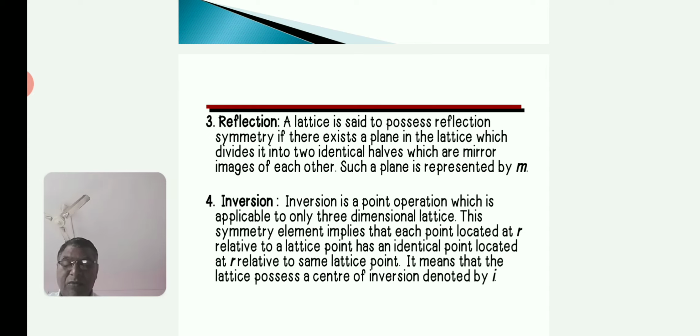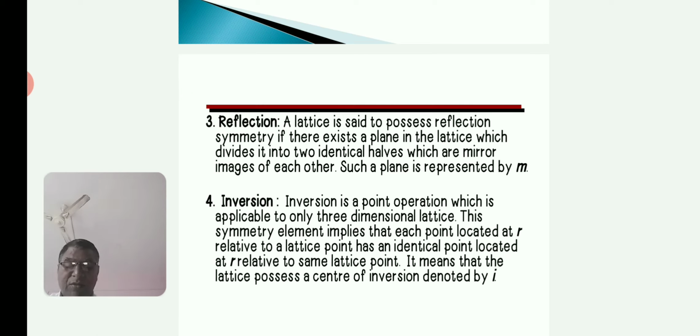A regular hexagon is an example of such a lattice. What is meant by n-fold rotation? We have to define n-fold rotation. A rotation corresponding to the values of n is called n-fold rotation.